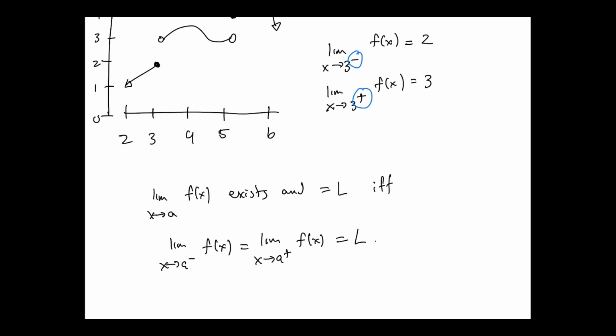Okay, so left-handed and right-handed limits both have to be the same thing for the limit to exist and be that value. Now, looking at the graph, what other things do we have that might be issues? Where's the other problem point here? X value. Right, okay, so x equals 5 is our other problem child.